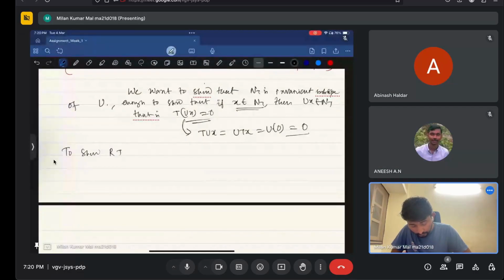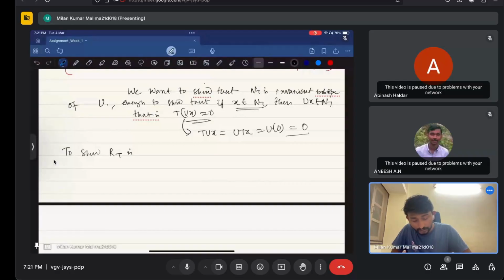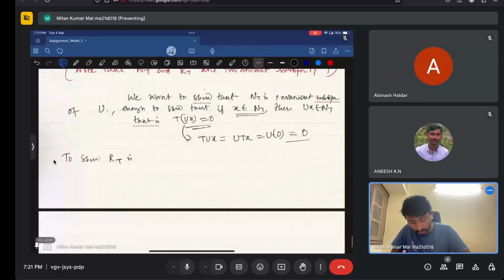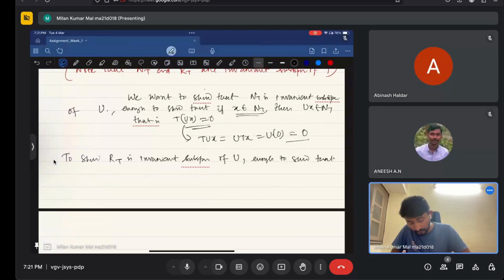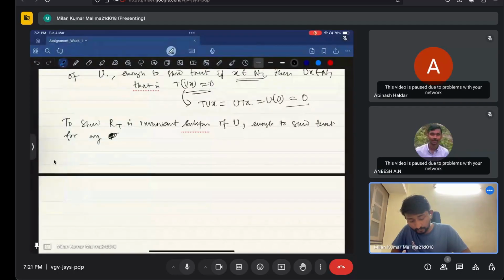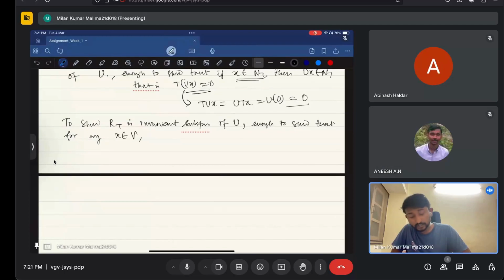Similarly, to show range of T is invariant under U, enough to show that for any x belonging to the vector space V, U of Tx is again in range of T. That will directly follow, because U of Tx equals T of Ux, and Ux is always in the vector space V, so this is in range of T always. So these two are very trivial things.